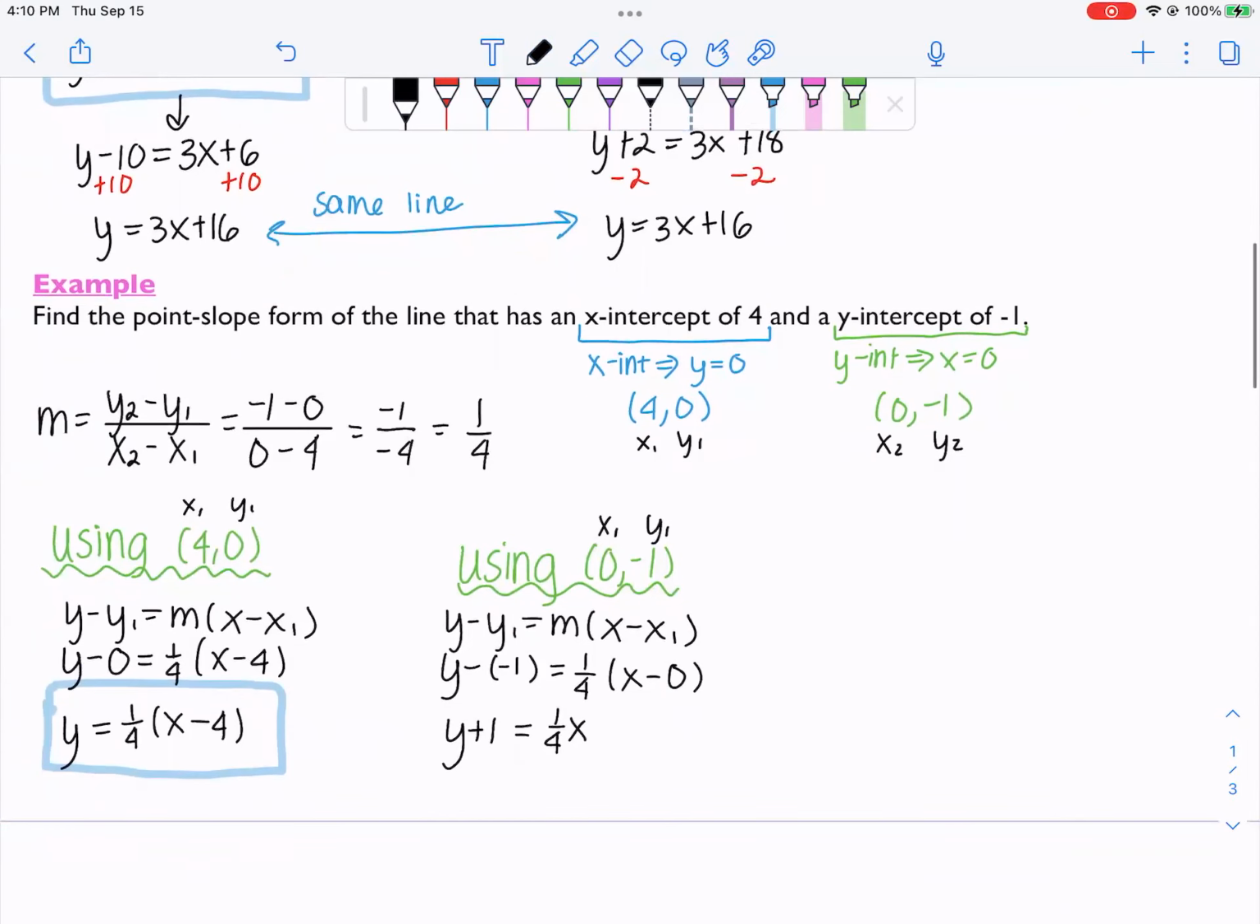In either case, if you were to distribute over here or solve for y over here, you get 1/4 x minus 1. That would be the slope-intercept form for both of those.